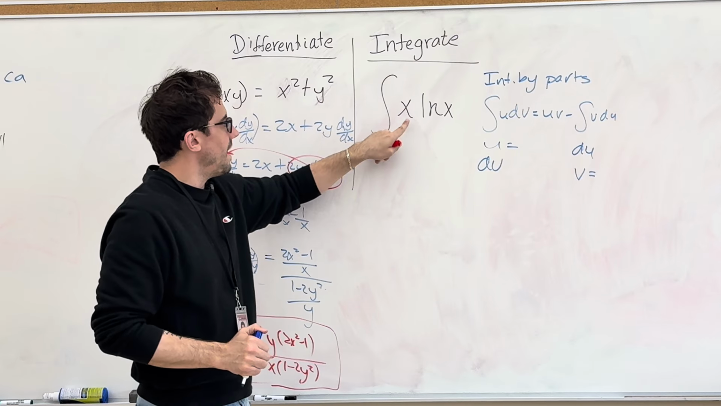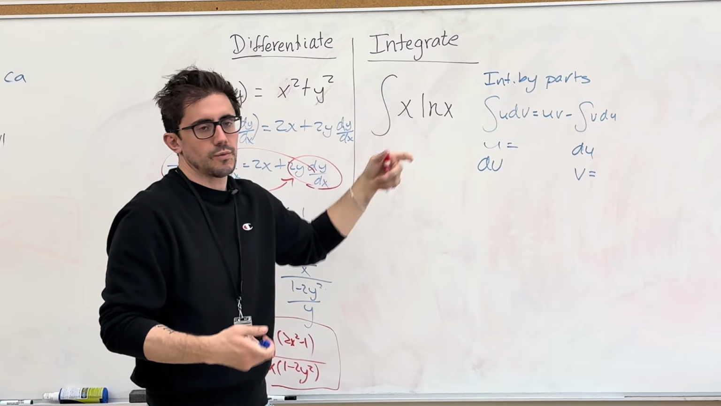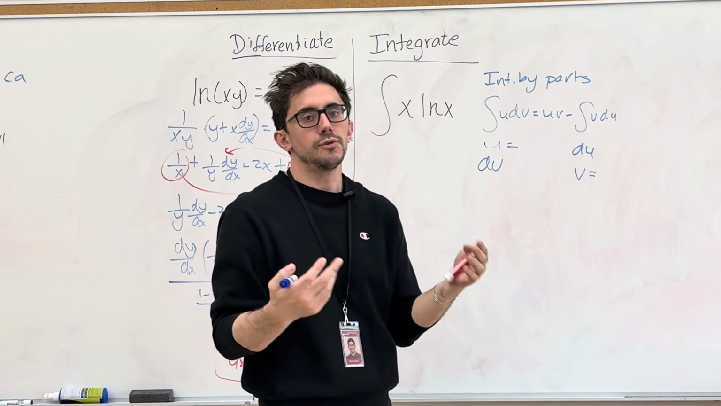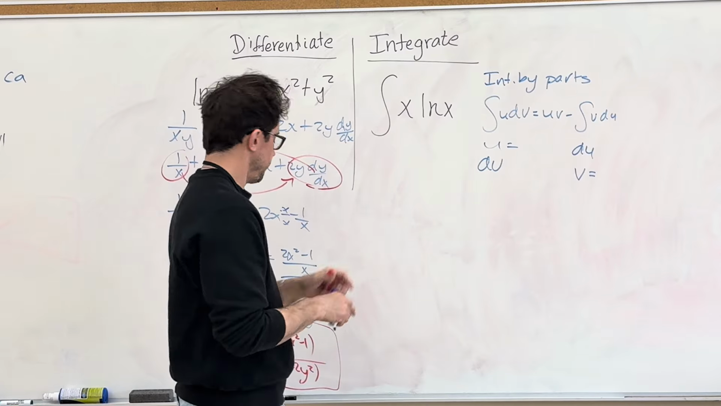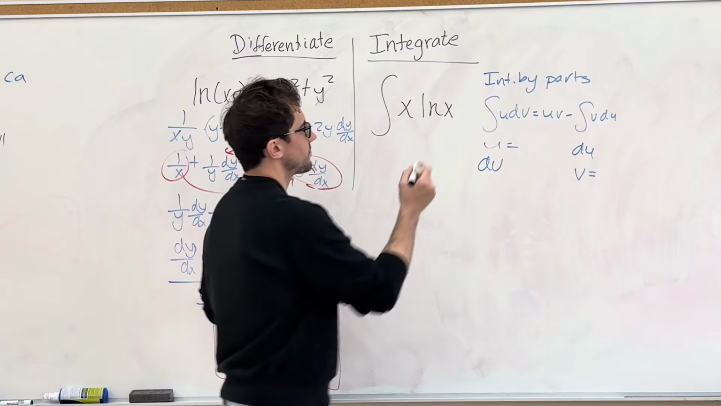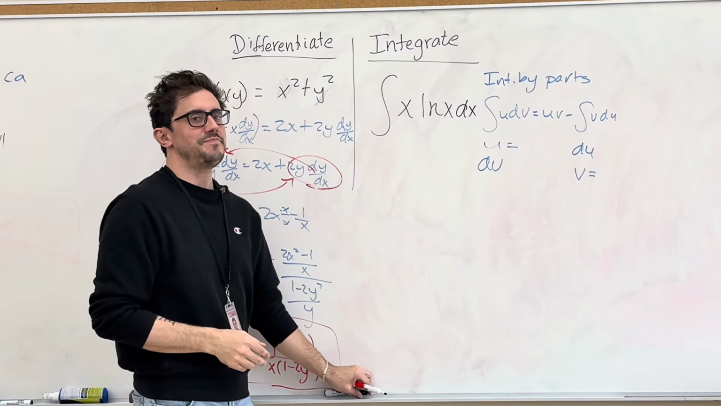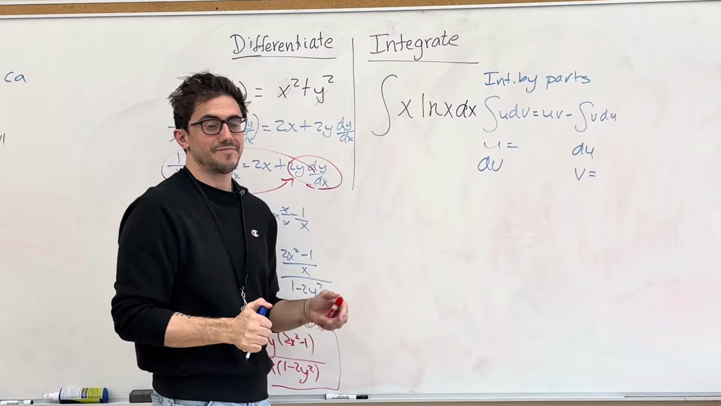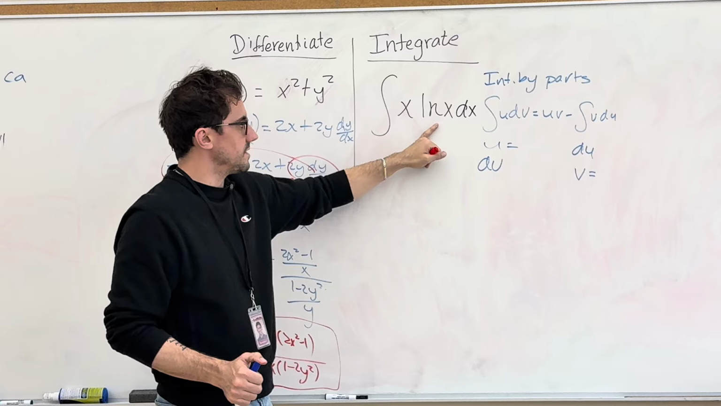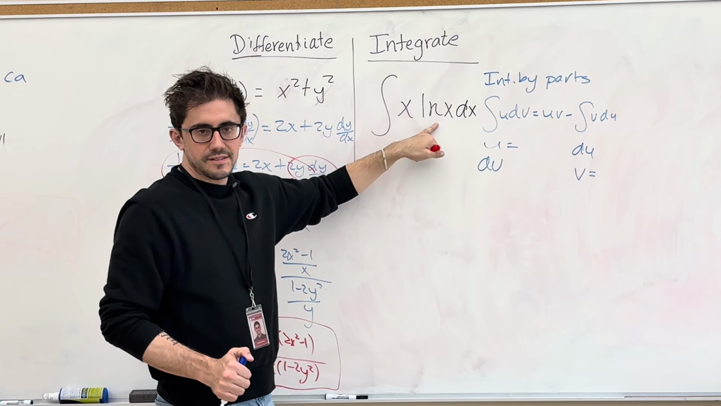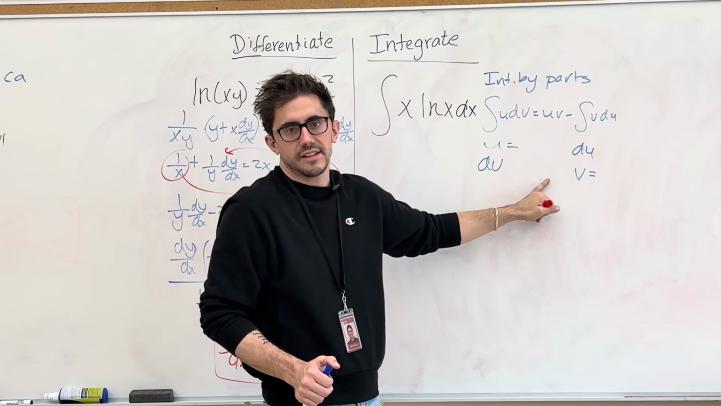Now, x, we can kind of go either way. If we differentiate x, it becomes 1. If we integrate x, it becomes 1/2 x squared. Neither of those are super terrible to deal with, right? But the other part, the ln of x dx, or rather just the ln of x for now, is not as easy to differentiate as it is to integrate, or to anti-differentiate, right?